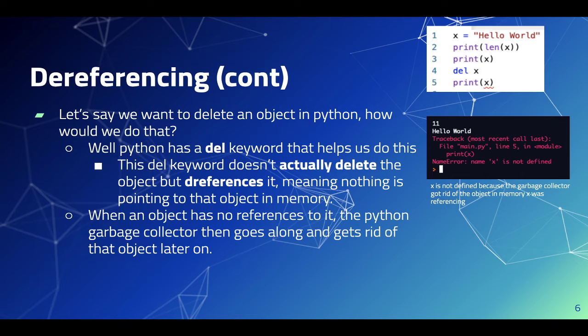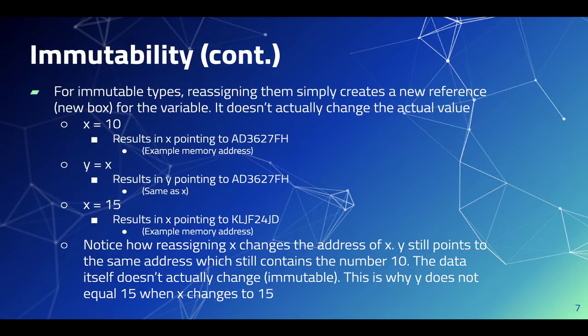The garbage collector goes on frequently and removes any objects that don't have any reference to them. So when we do del x, Python deletes that object from memory because it has no references to it, right? So we have a value that has no references to it. That means it can never be accessed. So Python deletes the reference and deletes the object as well.